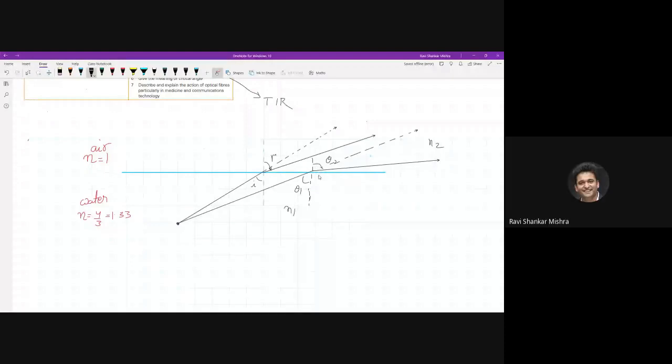But I think he said the opposite. Let's do rarer to denser is towards the normal, denser to rarer, away from the normal. Okay. Now, at some point of time, what will happen when the light ray will be projected at some angle, right?